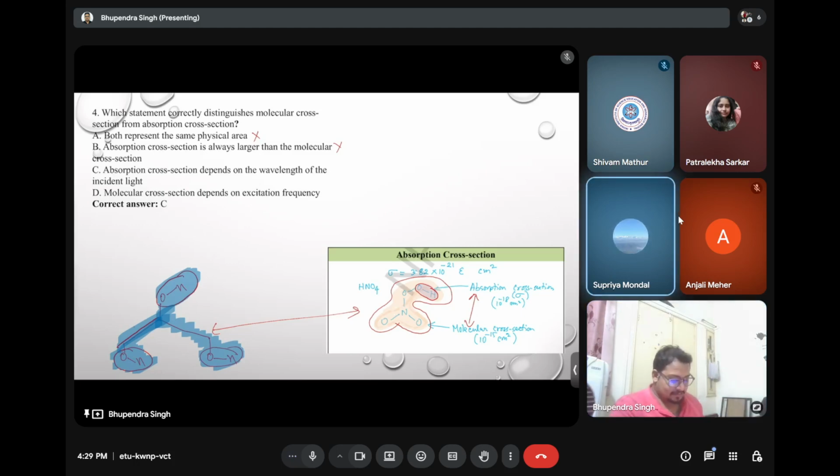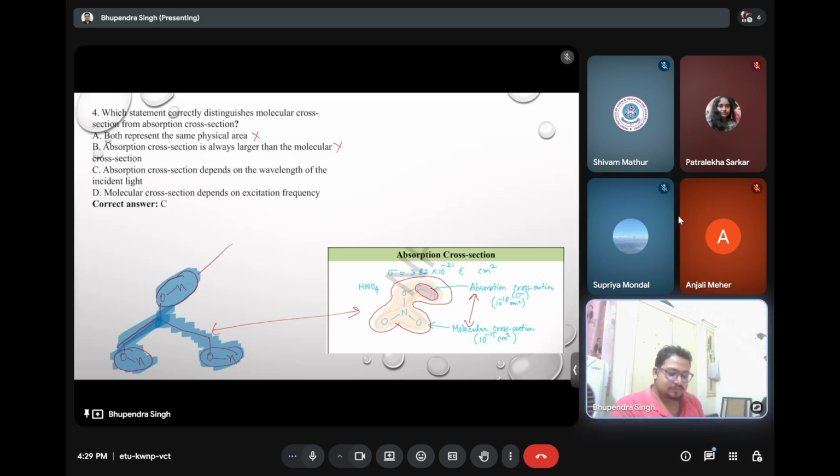That is the molecular cross section. Whatever I have painted in blue, this is your absorption. This molecular cross section is the full molecule, just cut it, bisected it. It doesn't depend on the excitation or any frequency. It's just the area, kind of. Right. So this is also wrong.